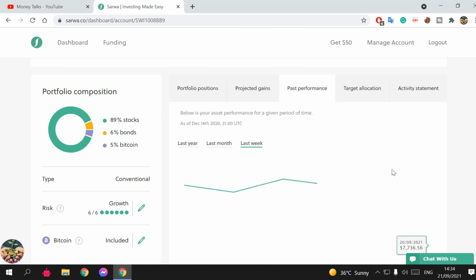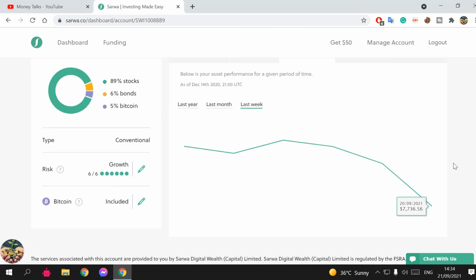So let's see just the past performance real quick. And as you can see, this is the performance of this week. It starts with 7.968, and as you can see, it went a little bit up, but then bam, it goes down real quick compared to the last month.